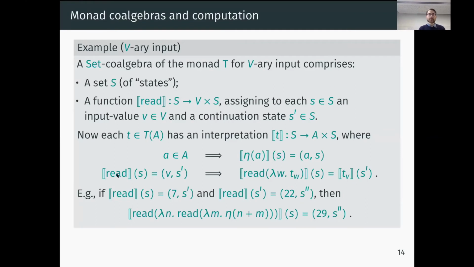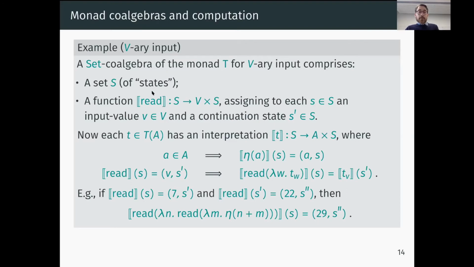So let's illustrate this. So what's a set coalgebra? Remember this monad for V-ary input, which was freely generated by a single V-ary operation. That means that a set coalgebra is something super simple. It's a set of states, the underlying set of the coalgebra, and then I give an interpretation of my generating operation, which goes from S into V times S, and that's it. So a set coalgebra is literally that, because this monad is generated in such a simple way.